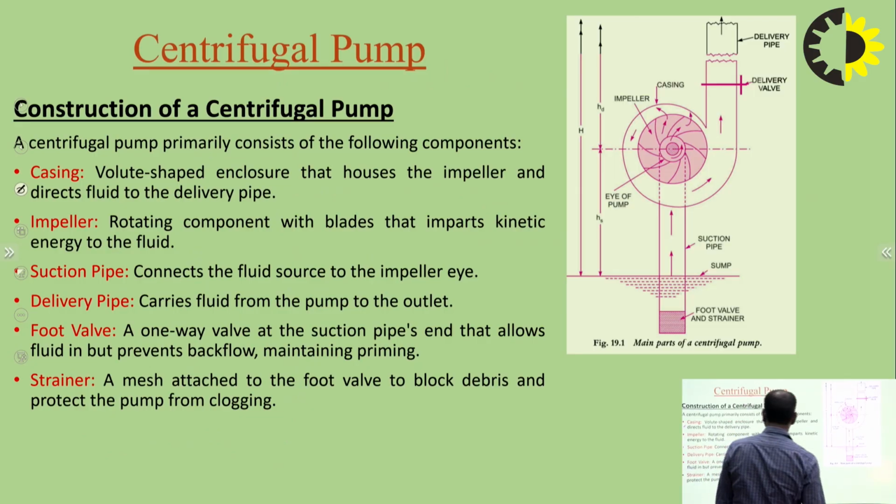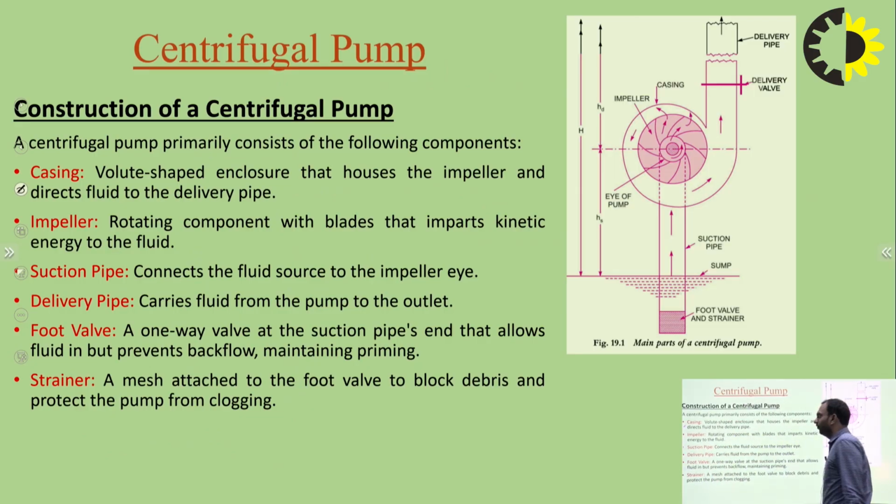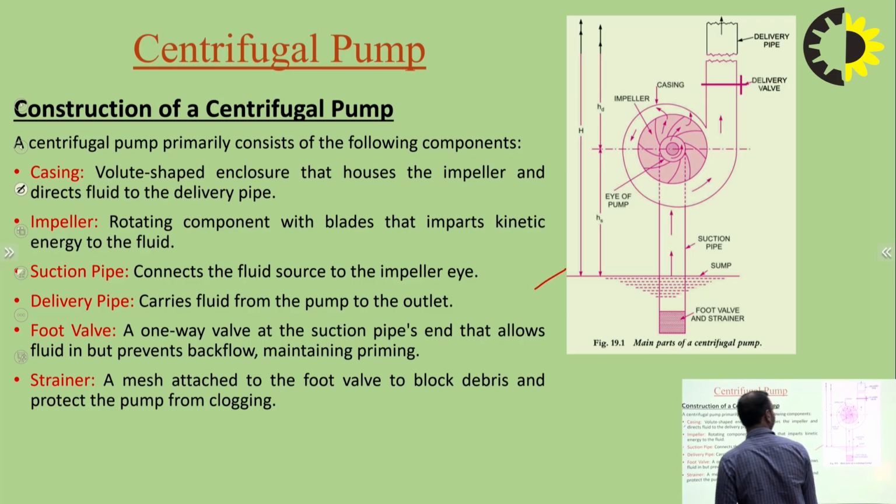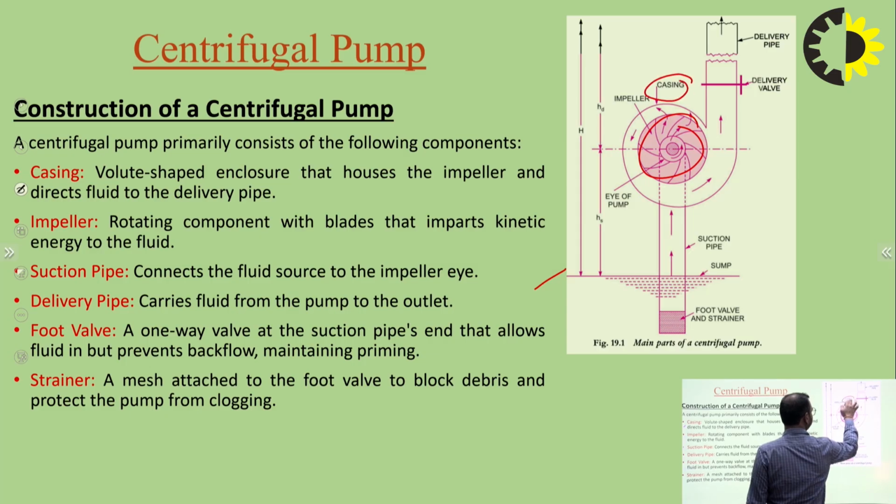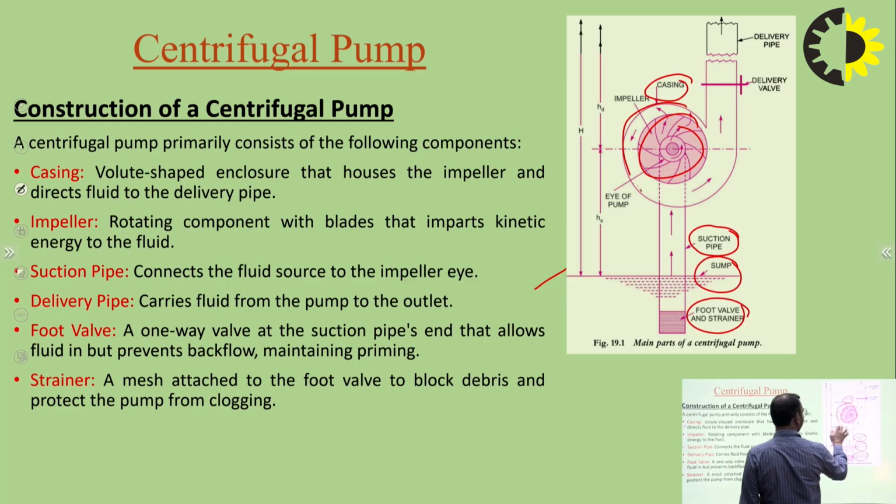Then what is centrifugal pump, its construction and its working principle? So this is the schematic representation of centrifugal pump. This is impeller, this is casing, this is suction pipe, this is sump, foot valve and strainer, eye of pump, and this one, delivery pipe.